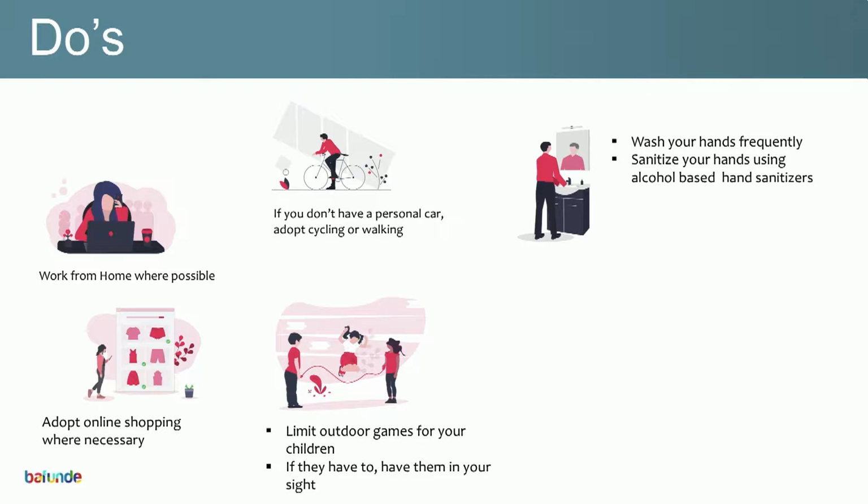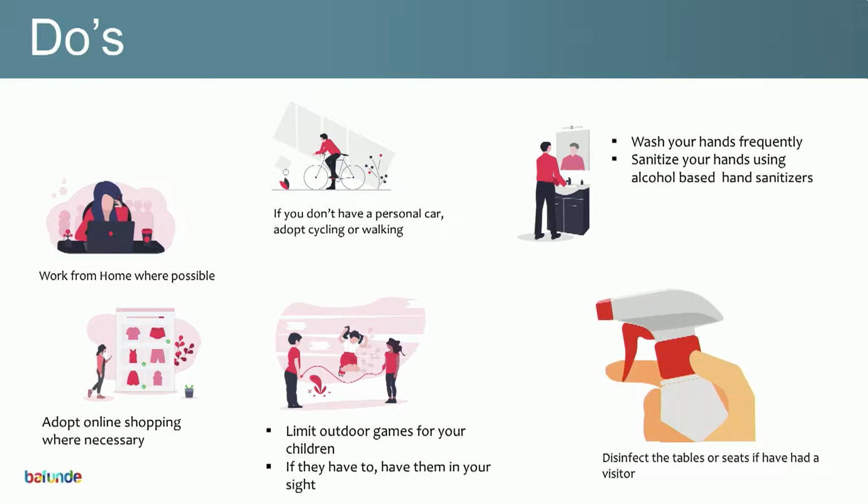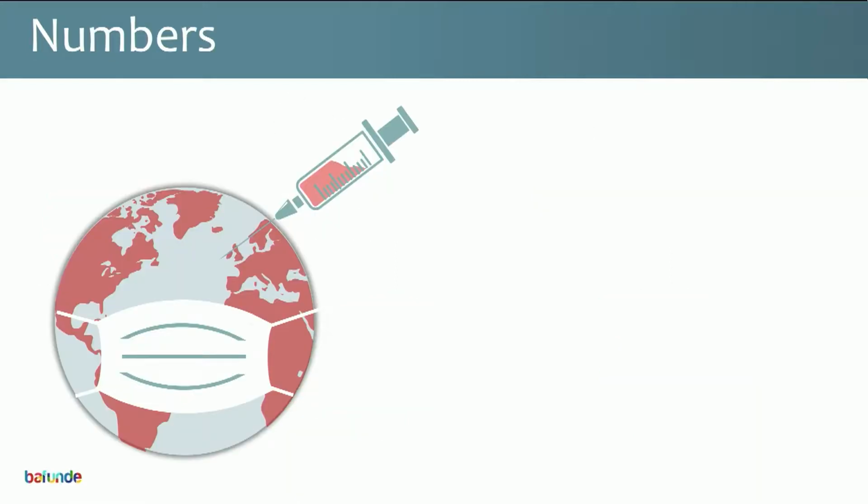If you are on a table, please, or working at home, ensure that you disinfect the table. When somebody has visited you, it's not with wrong intention, but if somebody has visited you, try to sanitize the place where they touched, like a remote, or the seat or the table where they had placed their hands.